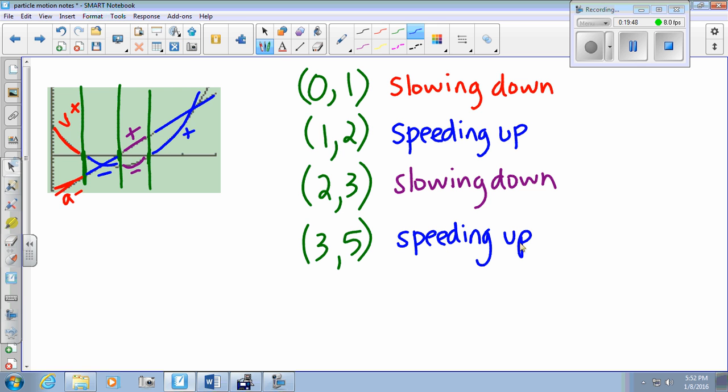Okay, now this is the end of these notes, but please go back, and if there was anything that you were still confused on, put a question mark beside it and ask me in class when we start discussing particle motion.